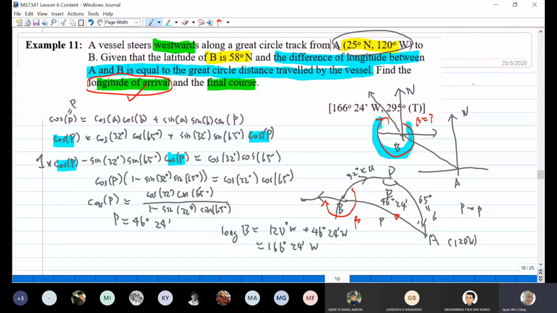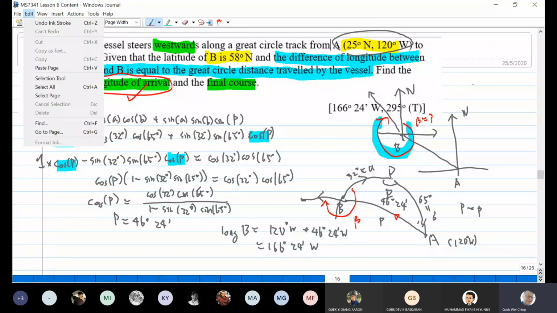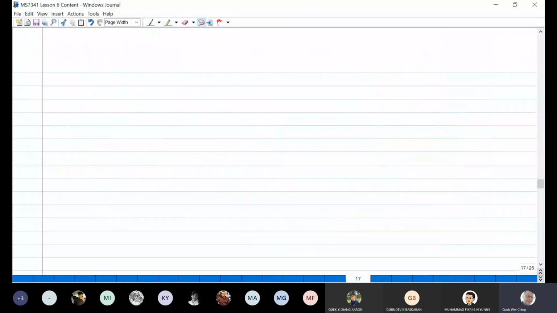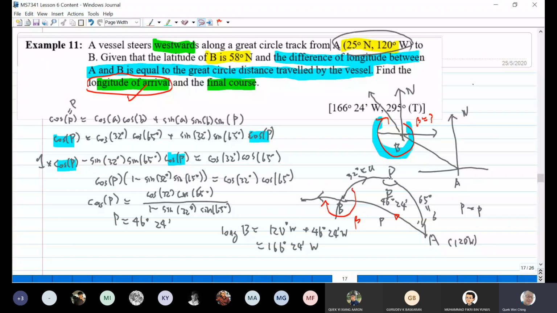The rest just follows the great circle. Okay, so let's see how to find the final course. Basically, you need to find angle B. What is this angle B here? So I can copy this page here and then continue. Okay, go to the next page. I now find the final course. So let me erase this part here.